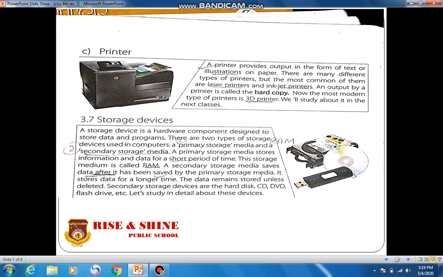Next are the storage devices. We will learn these devices in detail in the next lecture, but in this lecture we will take a quick overview of these devices. A storage device is a hardware component designed to store data. There are two kinds of storage devices: primary storage devices and secondary storage devices. Primary storage device is called RAM, and secondary storage devices are hard disk, flash card, compact disk, and many other devices. This was a quick overview of the storage devices.